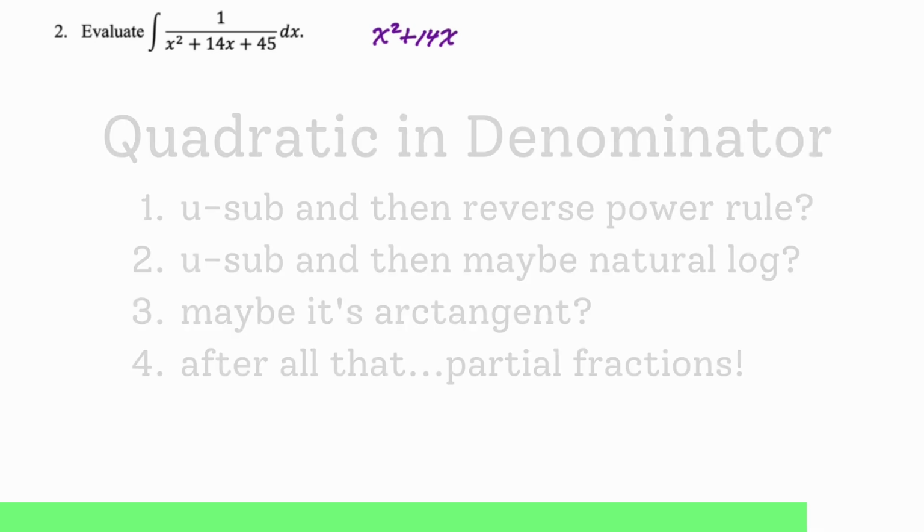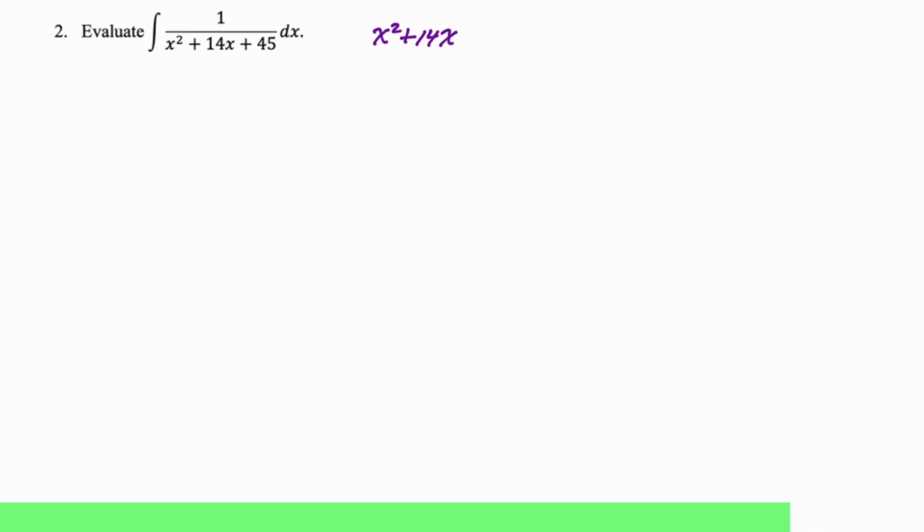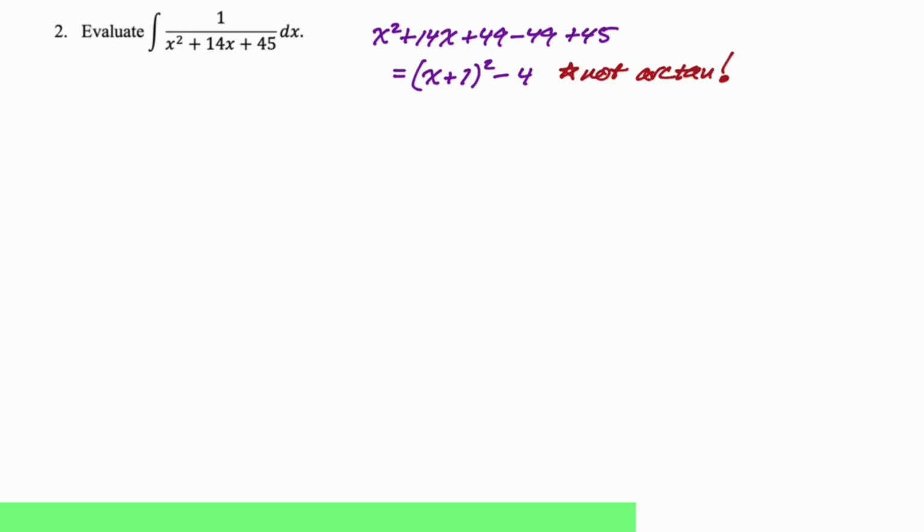x squared plus 14x. Half of 14 is 7. Square of that is 49, so I'd do plus 49 minus 49, and then plus 45. The issue here is that when I finish this off, I get the quantity x plus 7 squared minus 4. That's not what arctan looks like. It would have to be plus 4. So this is actually not arctan.